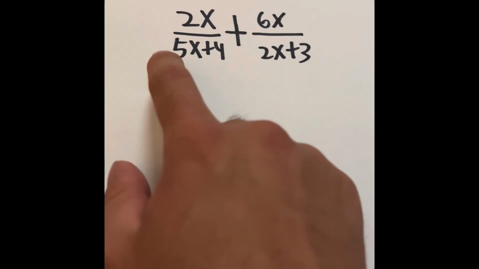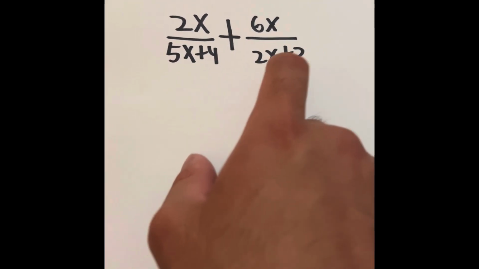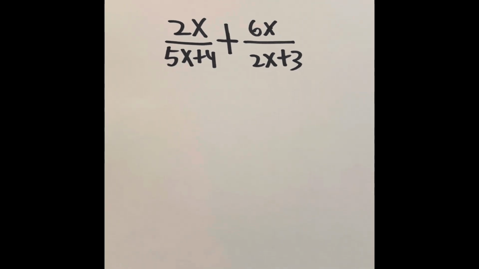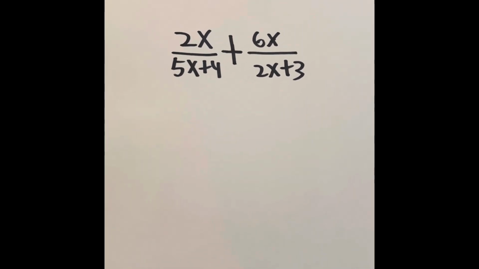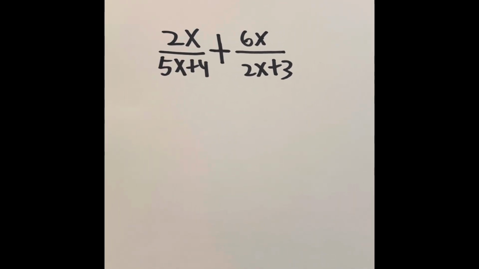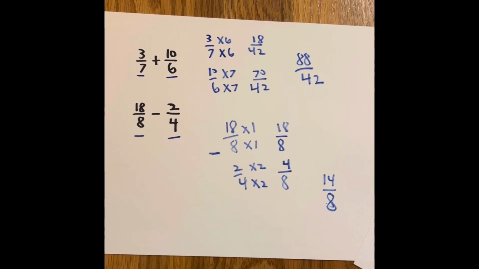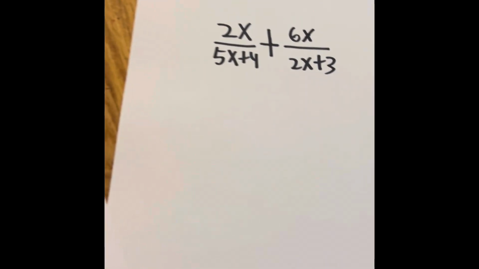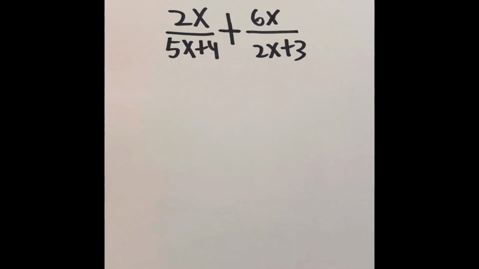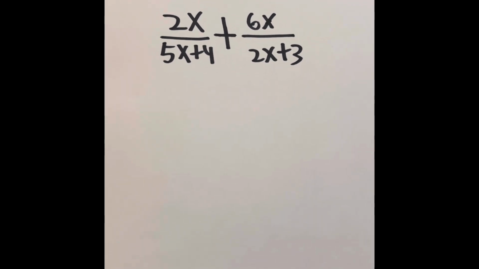So you see how the 5x plus 4 and the 2x plus 3 are different denominators? That is something we don't like to have. So we have to use the same method we learned in middle school, where we put both denominators the same in order to give us a fast pass to our answer. What can we do?